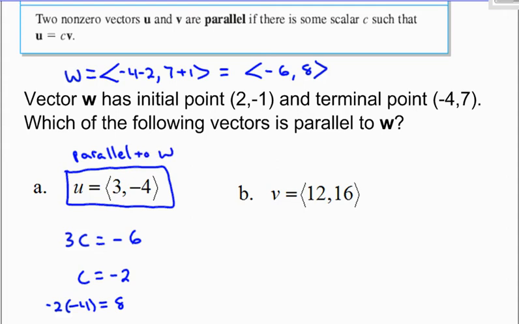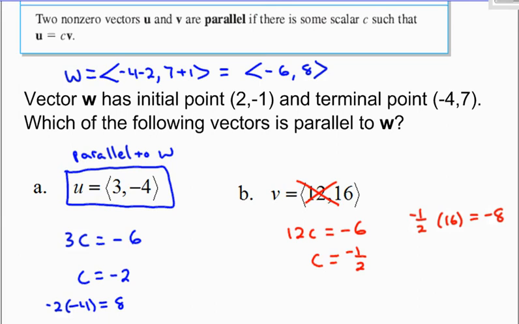Now, if I try the same thing on this one, if I do 12 times some scalar and set that equal to -6, I'm going to get the scalar is -1/2. But if I do -1/2 times 16, I get -8. In w, it was +8. So this isn't parallel.